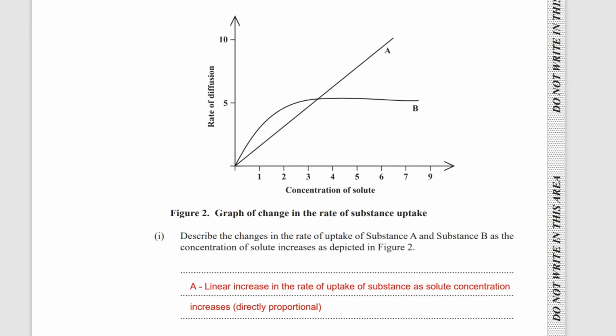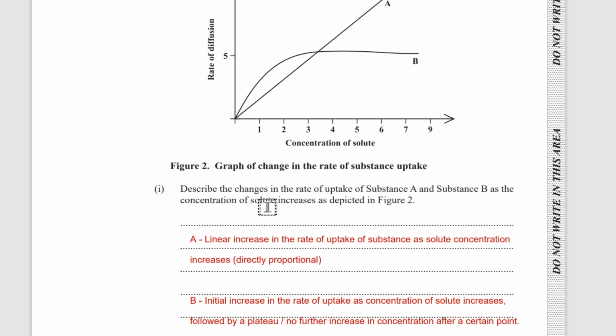All right, so let me look here at the question. They say describe the changes in the rate of uptake of substance A and B as the concentration of solute increases as depicted. All right, so they don't want us to talk about the types of diffusion yet.